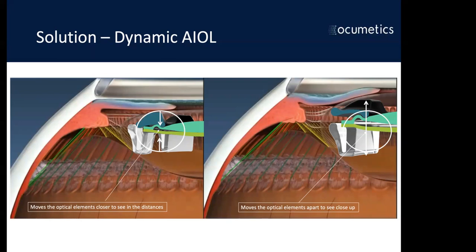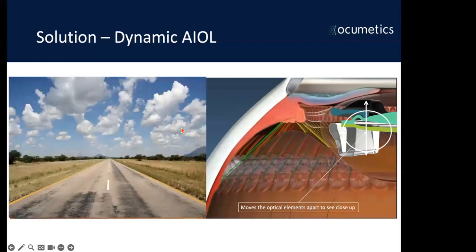So the previous slide I showed you, it had three components. Here is the anterior optic. Here is the posterior optic, and in between the optics is air. So if we want to look in distance, we have to make sure that we can push these lens elements together so that you can see in the distance. So that gives us our distance vision.